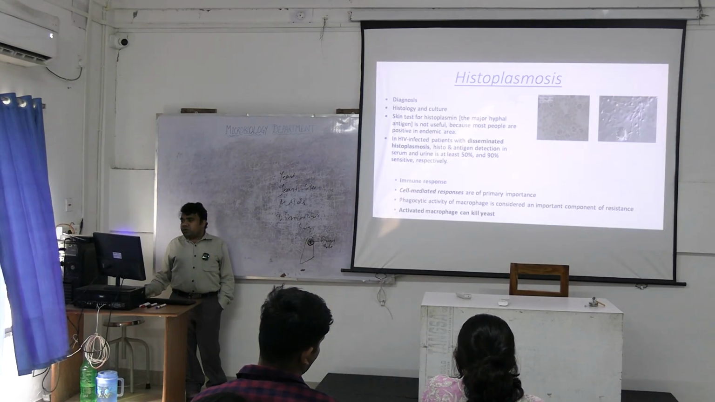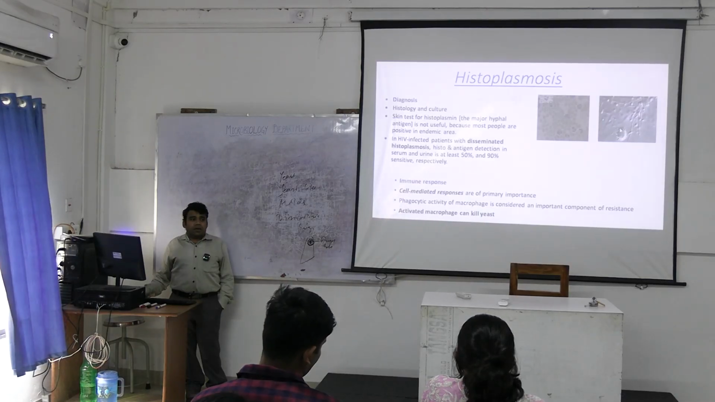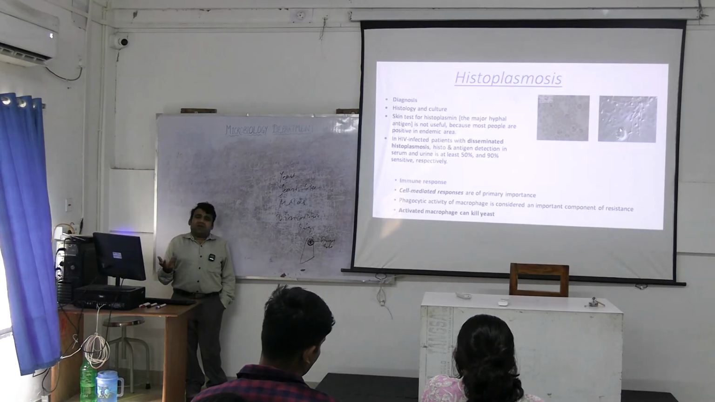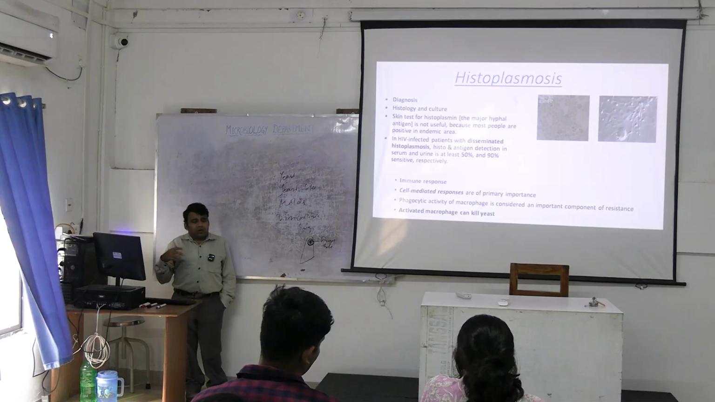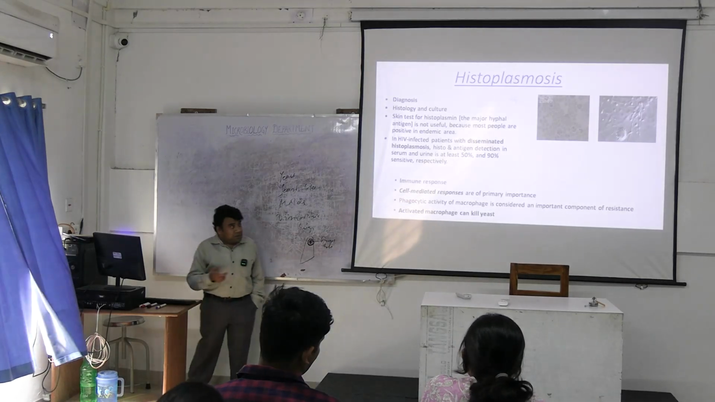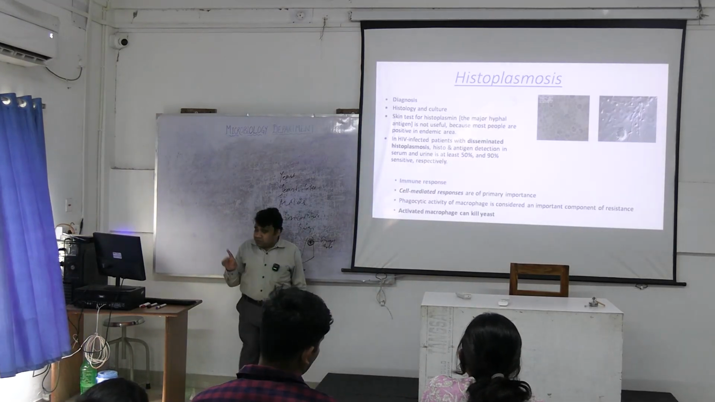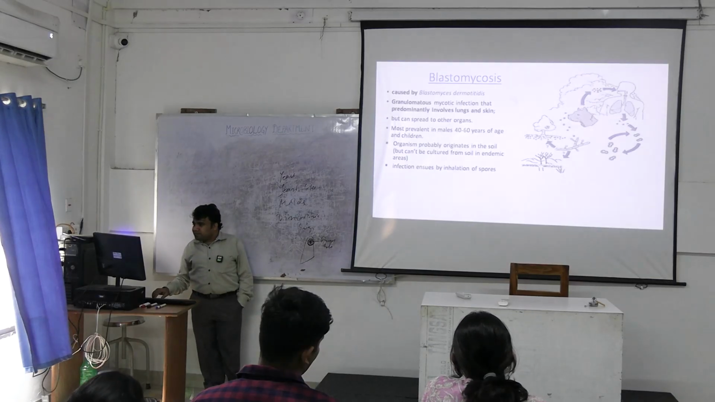But in the mold form, you can find the fruiting body is almost like a sunflower-like appearance. Sunflower-like appearance. You can find a large circular structure with spikes from both ends.